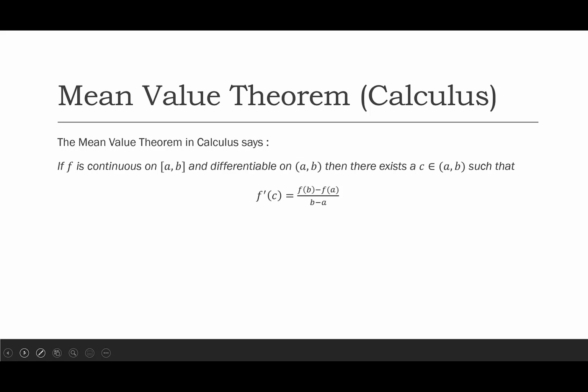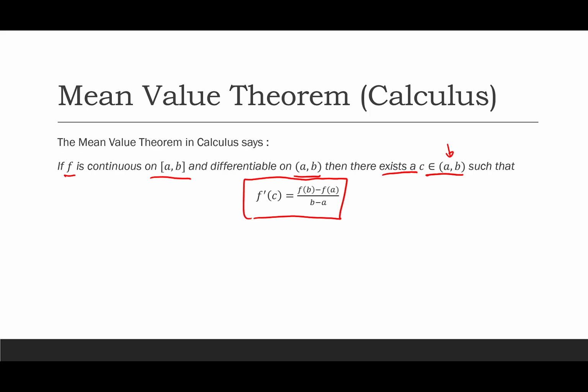So recall back from calculus, we have what's called the mean value theorem. And the mean value theorem says the following. Suppose that f is continuous on the closed interval [a, b], and it's differentiable on the open interval (a, b). If you have a function that satisfies these two things, then you know that there exists some c, although we don't know what that c is, but there's some c in the open interval (a, b) such that f prime of c is equal to f of b minus f of a all over b minus a.